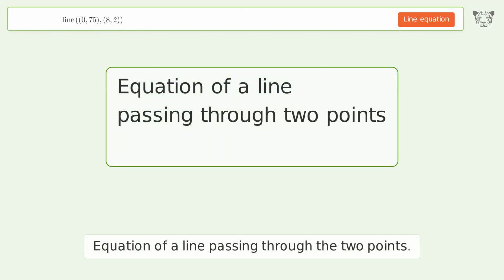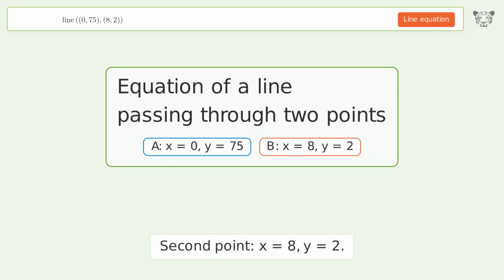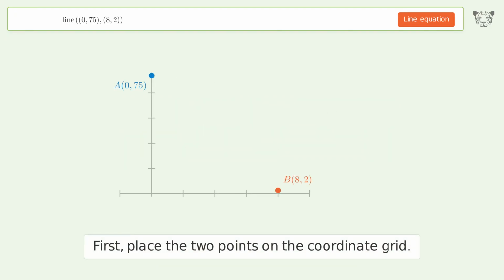Equation of a line passing through 2 points. The first point has x equals 0, and y equals 75. The second point has x equals 8, and y equals 2. First, place the 2 points on the coordinate grid.